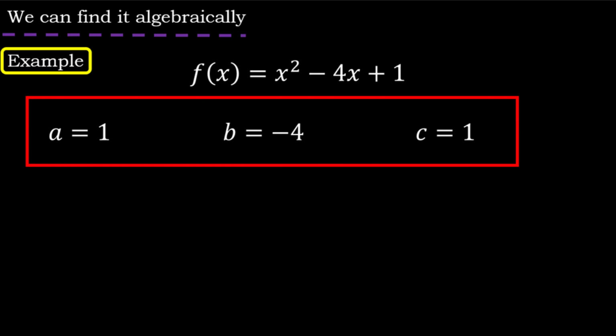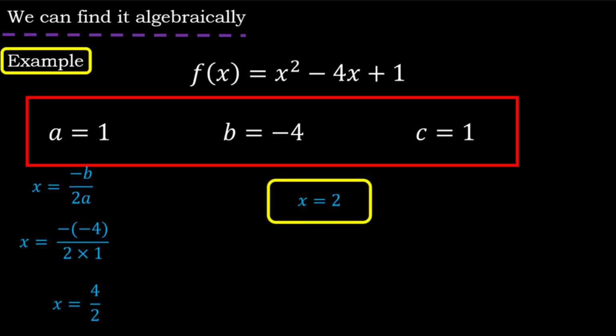To find the x coordinate, equals negative b over 2a, plug the numbers in. So x will be negative times negative 4 over 2 times 1. Negative times negative is positive, so 4 over 2. 4 divided by 2 equals 2. So the x coordinate of the vertex will be 2.